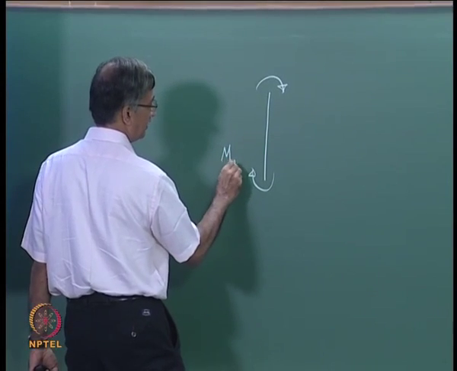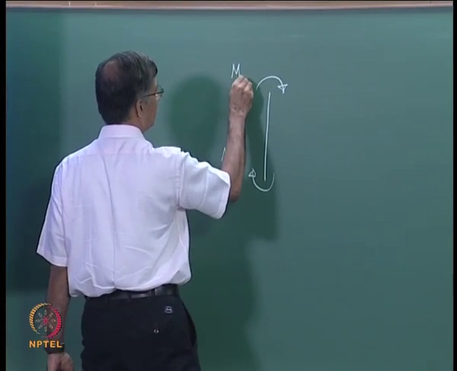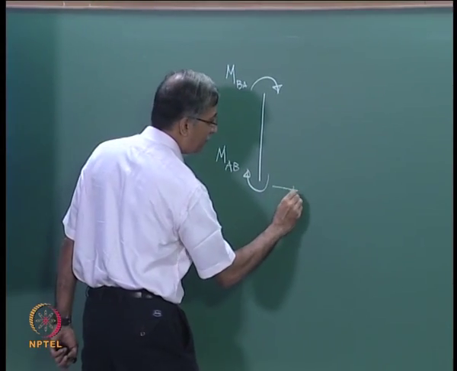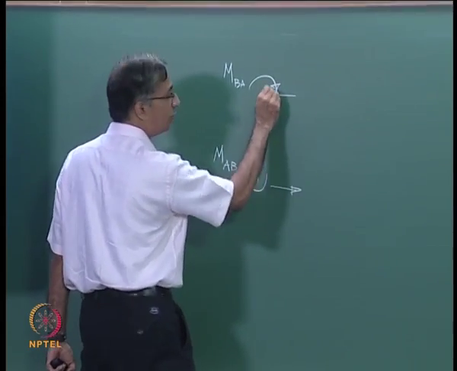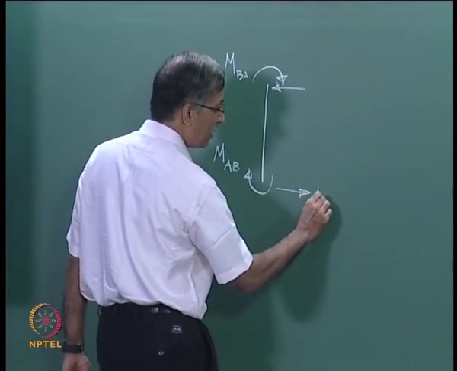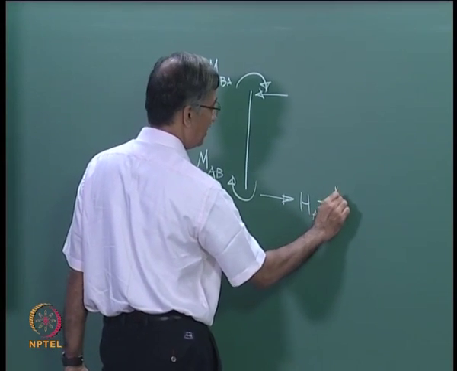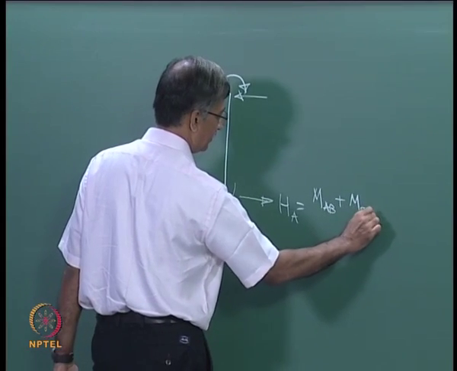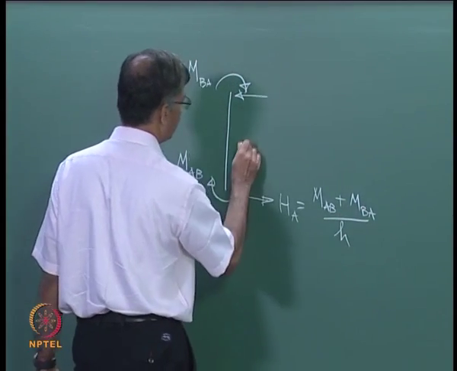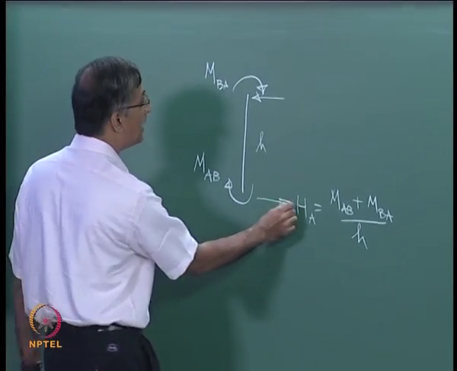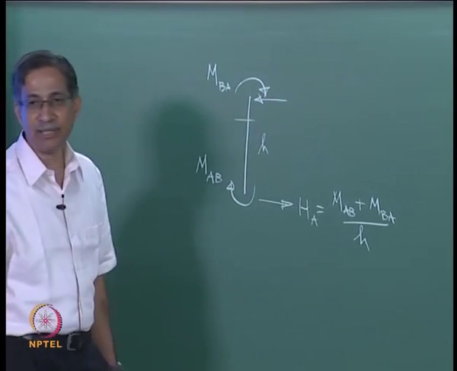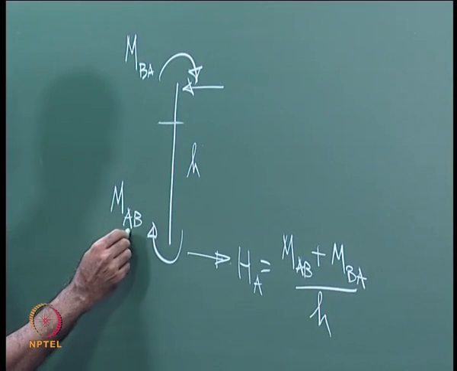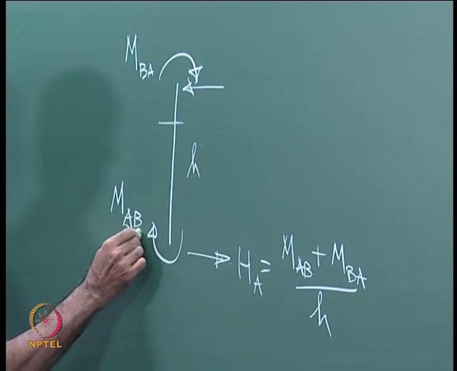So for equilibrium this will point this way and this will point this way. This is what we call HA, and this will be equal to this, and wherever you cut a section the shear force is constant. What happens if you have, instead of AB, DC and CD?